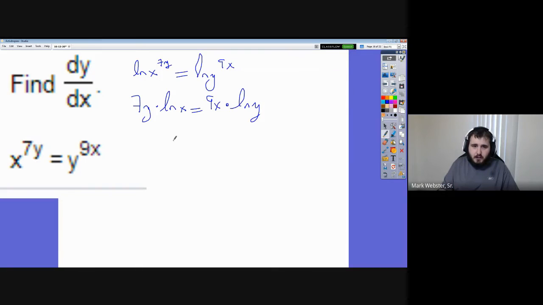So now we can implicitly differentiate both sides, do product rule, left d right plus right d left on both sides. If I do that, let me do the other one. Left d right plus right d left. So ln x times derivative of 7y is 7 dy dx. Left d right plus right d left.